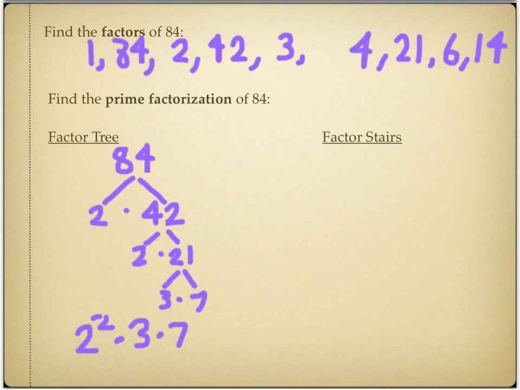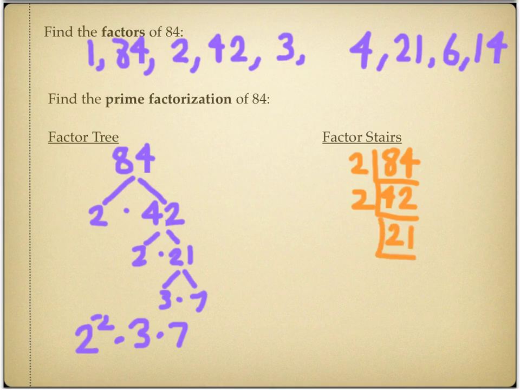Now let me show you another method which maybe you know about, maybe not, called the factor stairs, or sometimes I like to call this upside down division. Same type of thing in some ways, but in this case we're just dividing by prime numbers all the time. So 84 divided by 2 is 42. I can divide 42 by 2 to get 21. 21 I have to divide by 3, and so I get 7, and now I'm done.